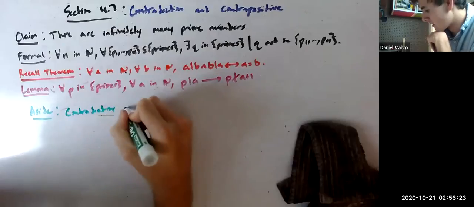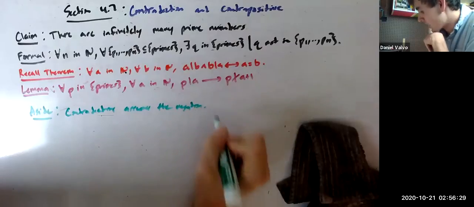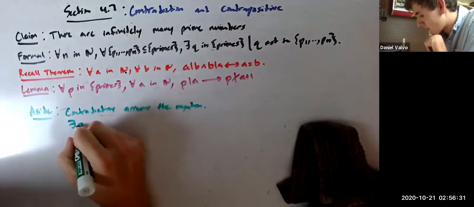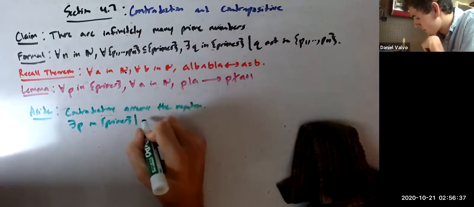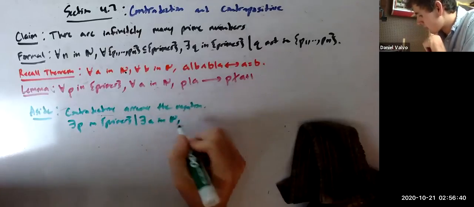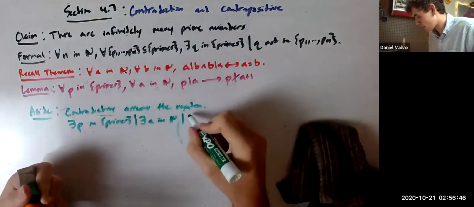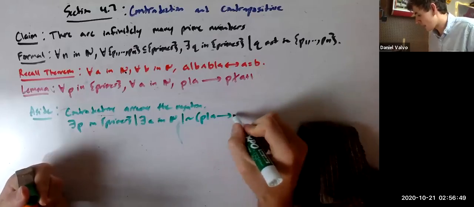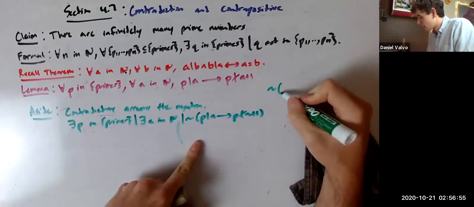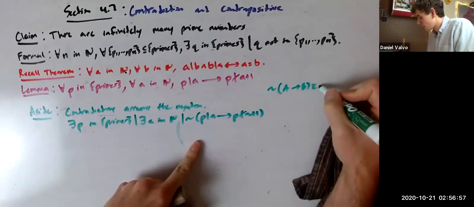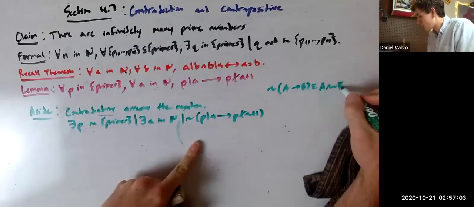Contradiction assumes the negation, which in this case is there exists a P in primes such that there exists an A in the natural numbers, such that, well, the negation of P divides A implies P does not divide A plus 1. Well, the negation of an if-then is that A does happen, but B doesn't happen.